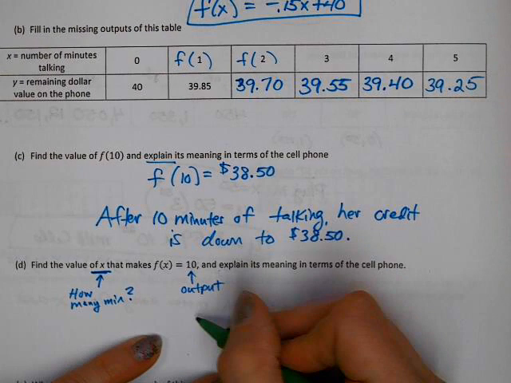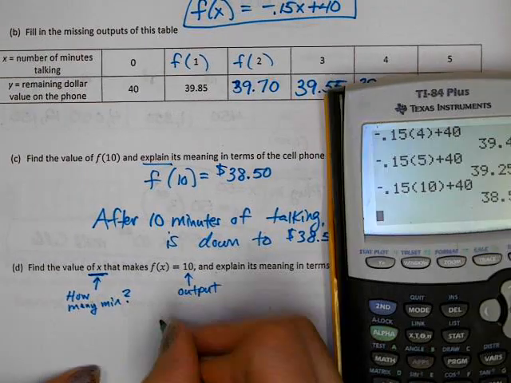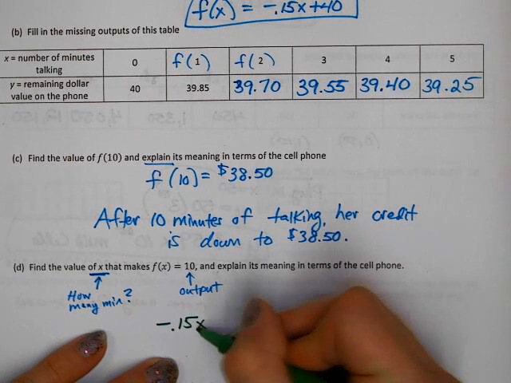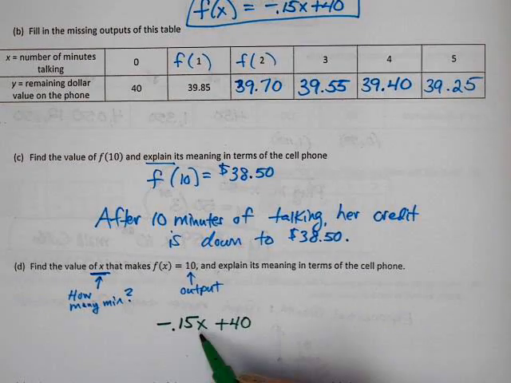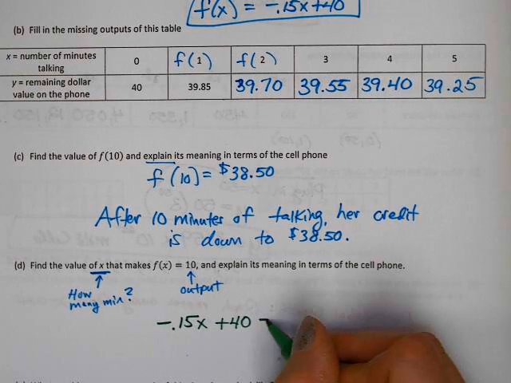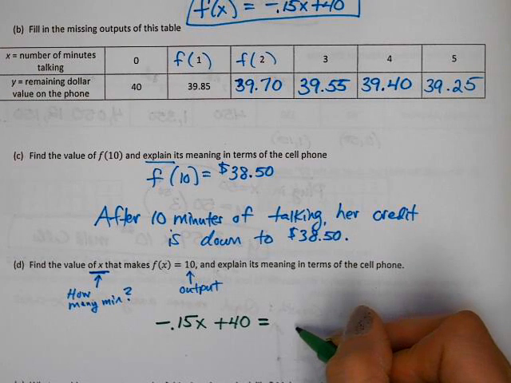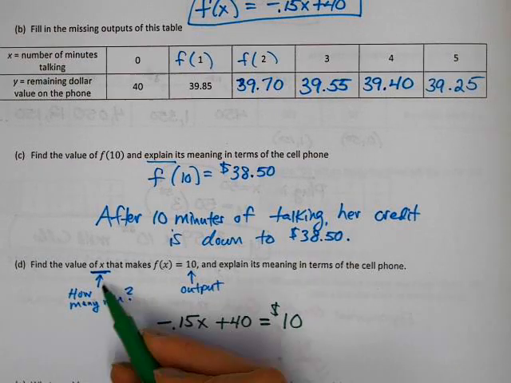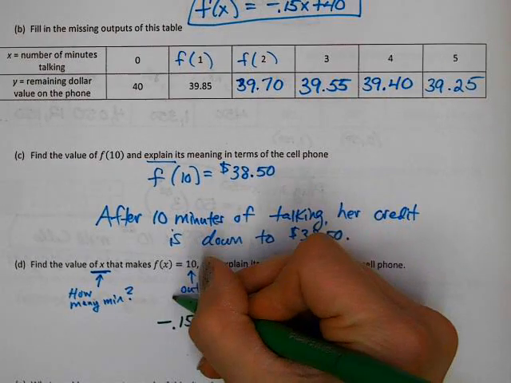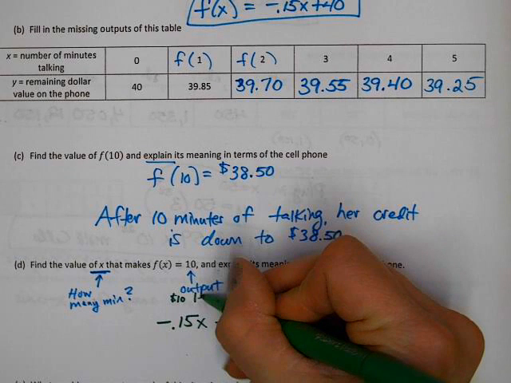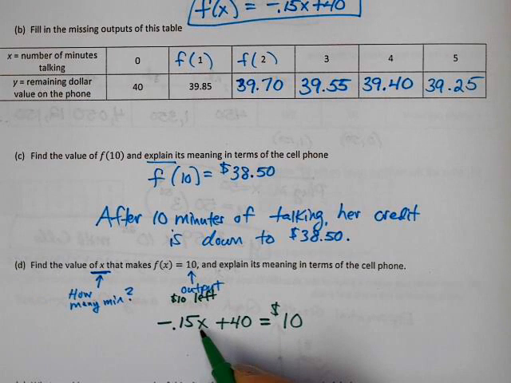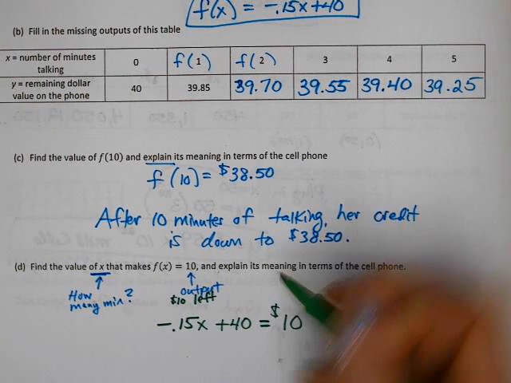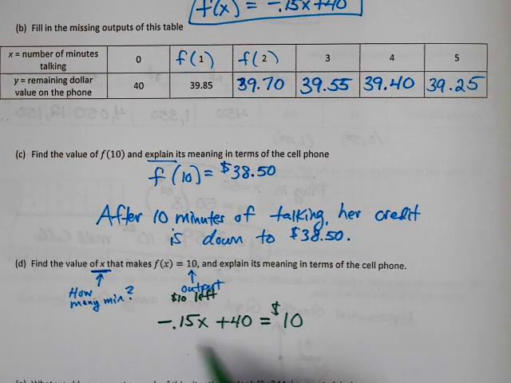So the equation, where's my calculator? Negative 15 cents x plus 40. What x number would have the answer of how much money spit out? $10 left. How many minutes? And then the output is $10 left. You don't put 10 into the minutes, you put 10 into the answer, here into the y value. We have to do algebra, guys.